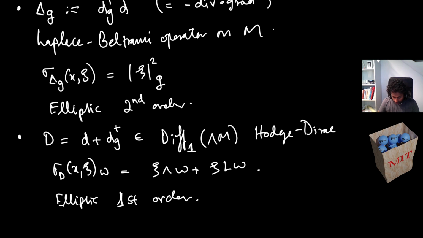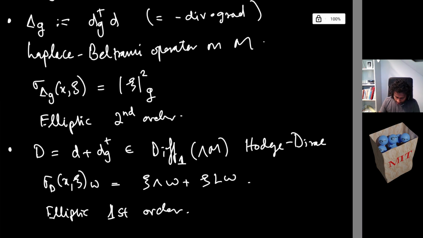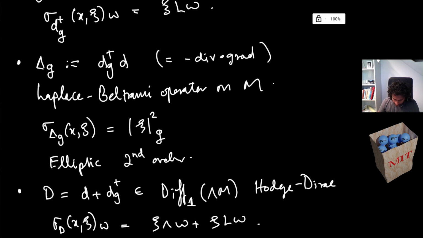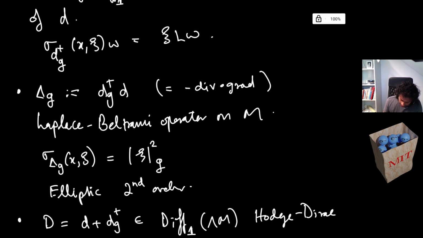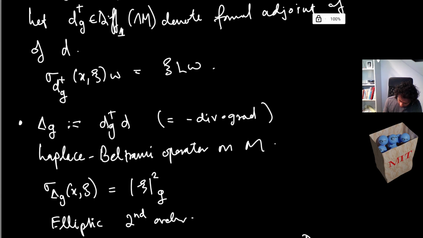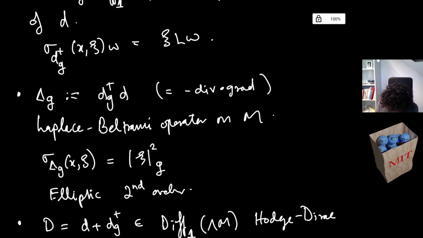Yes, there's normally a minus. So the question is, why isn't there a minus sign in the Laplace Beltrami? Let me think. Why am I not getting a minus sign here? Maybe I'm contradicting what I said before with the symbol of... let me just think.